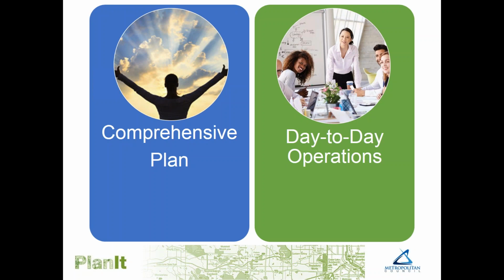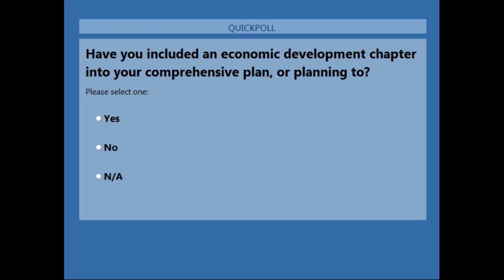And of course, your answers are anonymous. You'll see the poll come up on your screen for you to select your choice. We really want to gauge where the listeners are in either the planning process or where you're thinking about economic development. So our first question is a yes, no, or not applicable answer. Have you included an economic development chapter into your comprehensive plan, or are you planning to? So yes, no, or not applicable.